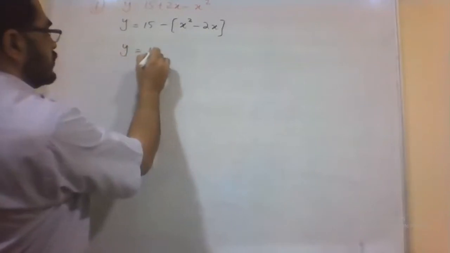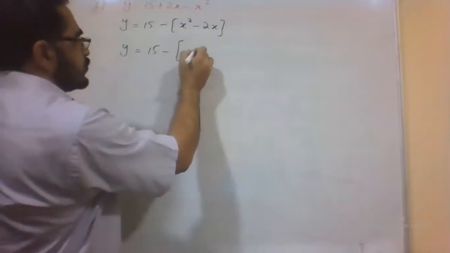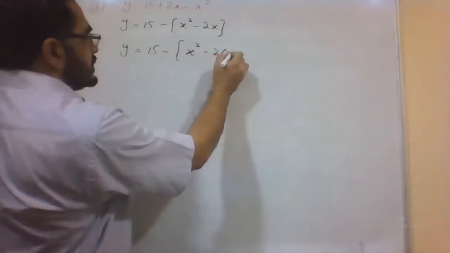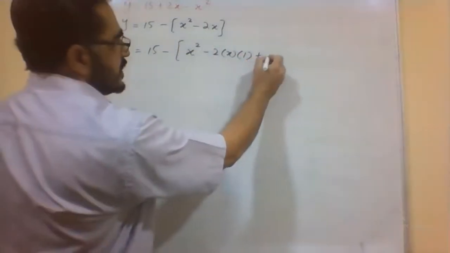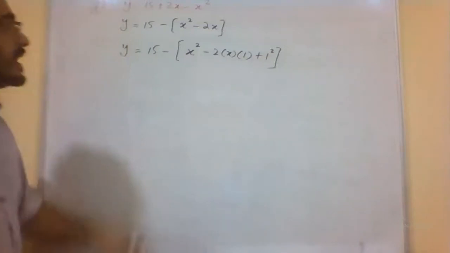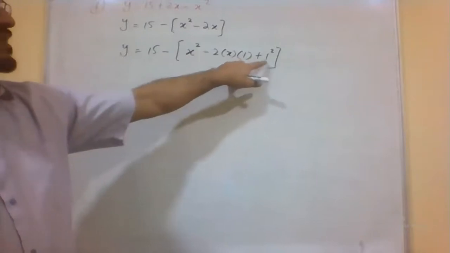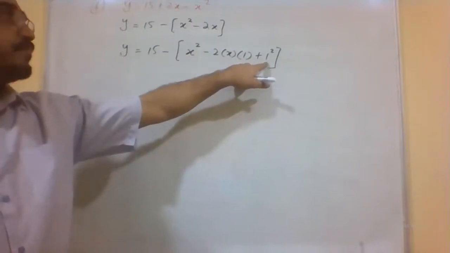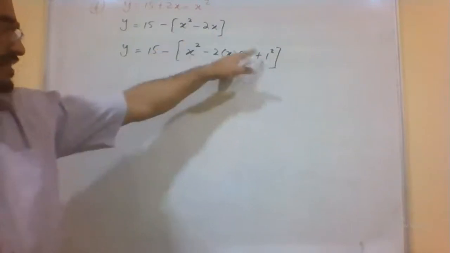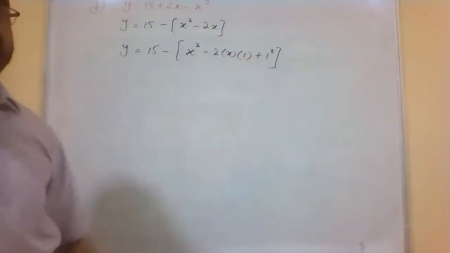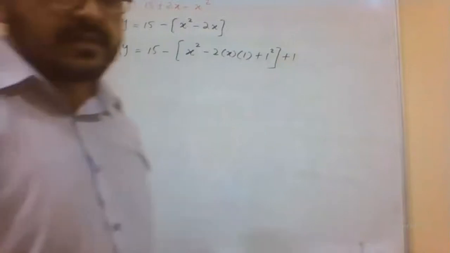Then y will be equal to 15 minus, and inside a bracket we will make the perfect square. A square is x square, minus 2 into a, that is x, into b. We will take b as 1 because here is 2x. 2x into 1 is 2x, so b is 1. Then b square is 1 square. The 15, x square and minus 2x stay as they are. This 1 square is extra, but this minus also multiplies with it, so it becomes minus 1. Minus 1 is extra, so we have to add 1 also to balance this function.